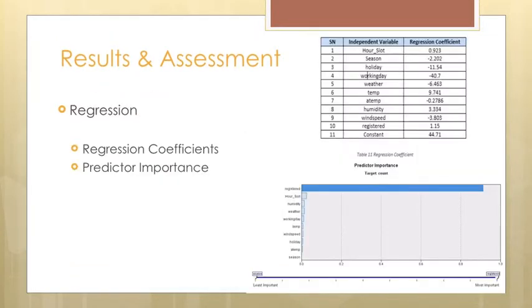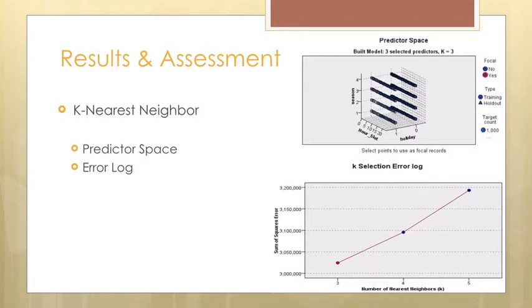For the regression, the table at the top right is showing all the correlation coefficients, and the chart at the bottom is again showing that registered is the most effective predictor. For the k-nearest neighbor, the pictures are indicating the predictor space and the error log.